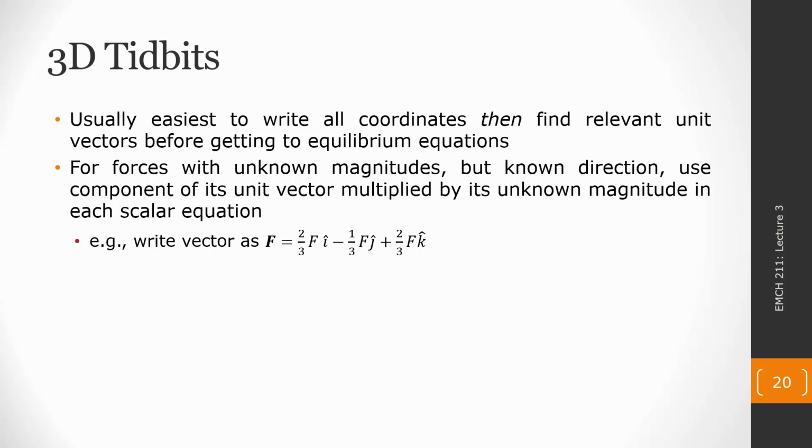So that unknown magnitude F will appear in all three equilibrium equations. But when we go through the equation writing step and we count up our unknowns and we count up our total equations, it's that same unknown magnitude, that same variable that's appearing in all three equations. So it's only one variable. It is in three different equations, but it would only count as one unknown as we go through.